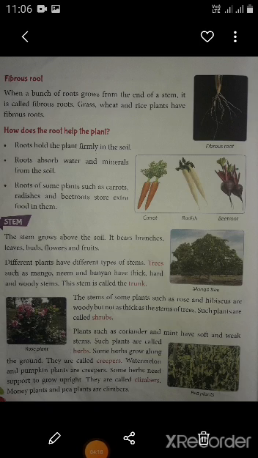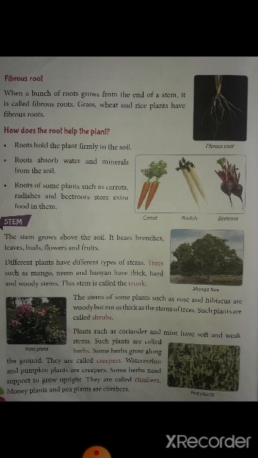Second, stem. The stem grows above the soil. It bears branches, leaves, buds, flowers and fruits. It supports leaves, flowers, fruits, transports water and dissolved substances between the roots and the shoots in the xylem and phloem, and stores nutrients. Different plants have different types of stems.